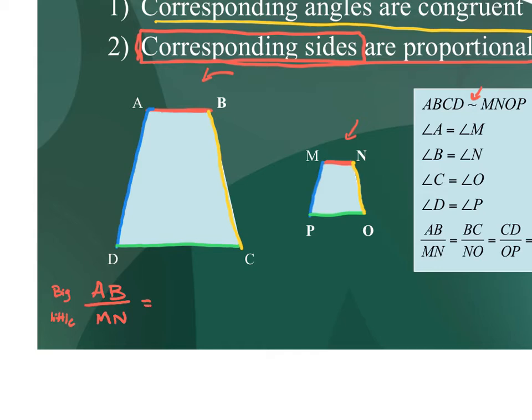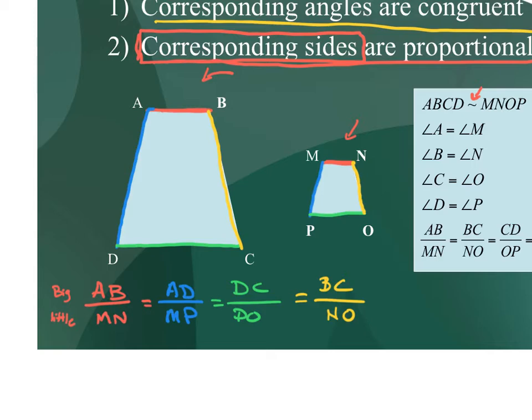So now I'm going to do the blue line. Since I put the big one on top, I'm going to put the big one on top again, AD, over, what am I going to put in the denominator of this one? MP, the exact same side on the other one. And now I'm going to say, well, DC, it matches up with what? PO. And then I'm going to match BC to what? NO.